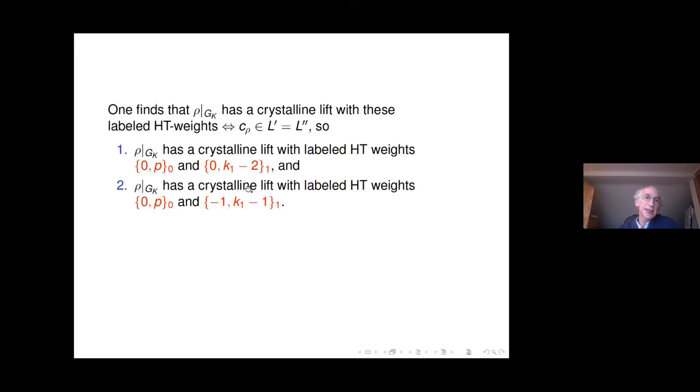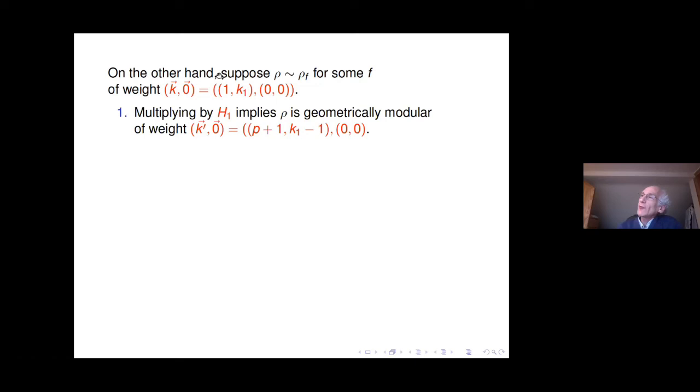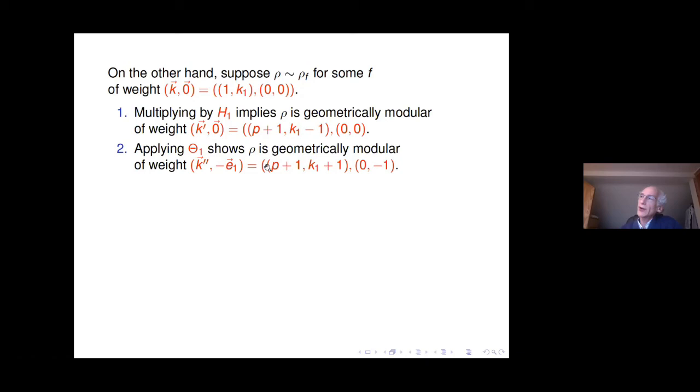So how is this manifested in terms of geometric modularity? Well, you see the same phenomenon if you mess around with Hasse invariants and theta operators. So if rho is modular of partial weight one, then multiplying by a partial Hasse invariant gets you to this weight, which was the one corresponding to that first set of labeled Hodge-Tate weights. On the other hand, applying a theta operator gets you to that other weight. So being geometrically modular of this partial weight one implies geometric modularity of these two weights.